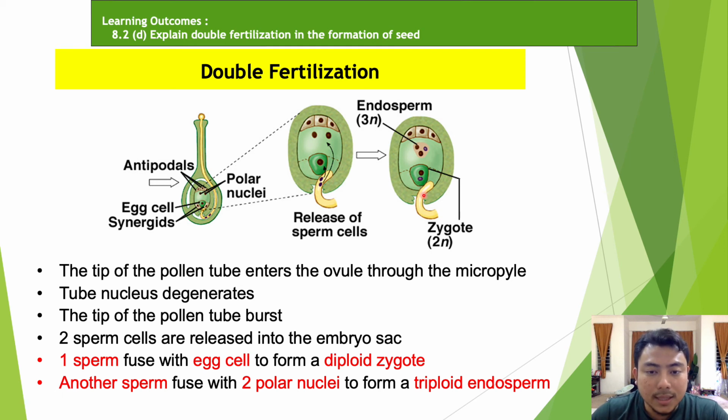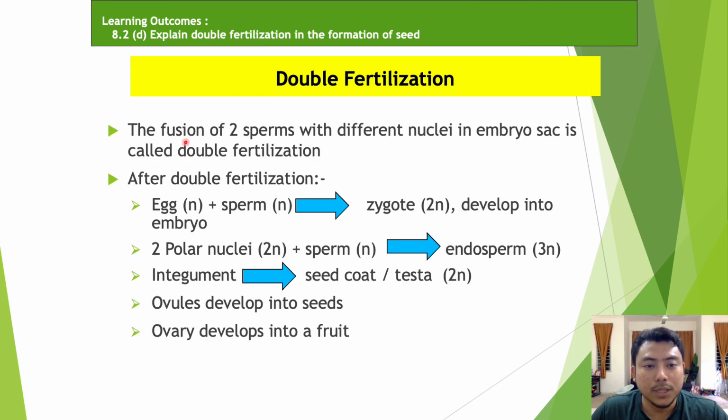And another sperm will fuse with the two polar nuclei to form a triploid endosperm. What is triploid endosperm? 3N. Kenapa 3N? Because you have 2N plus 1N, so in total you have 3N. This will later develop into endosperm. So the fusion of two sperms with different nuclei in the embryo sac is why it is called double fertilization.